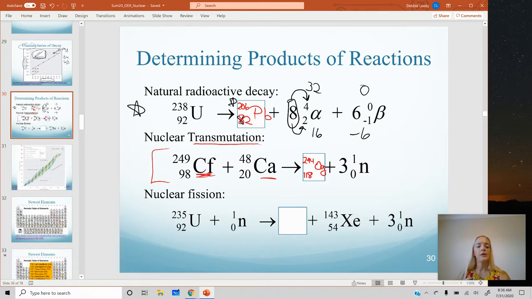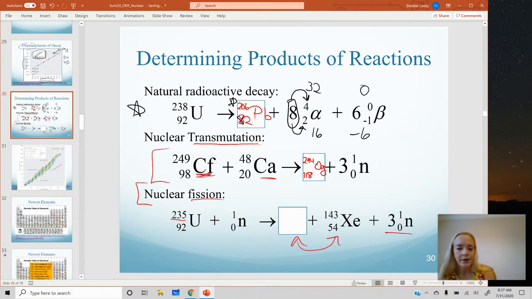All right, and then nuclear fission. I've mentioned this one before. This is the reaction that takes place in a nuclear power plant. So we're taking a uranium-235 isotope and bombarding it with a neutron, and the goal of fission, remember, is to break this down into two smaller elements. Usually fission reactions will produce some number of neutrons as a byproduct. That's what helps reactions continue going.